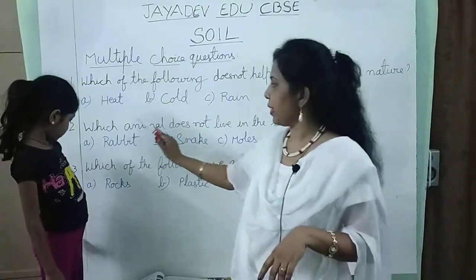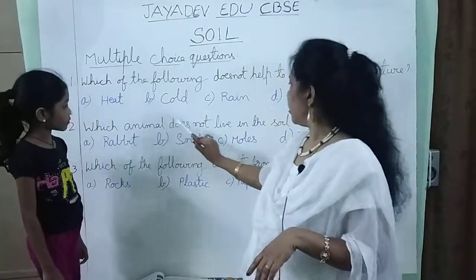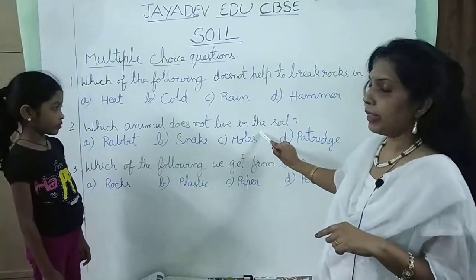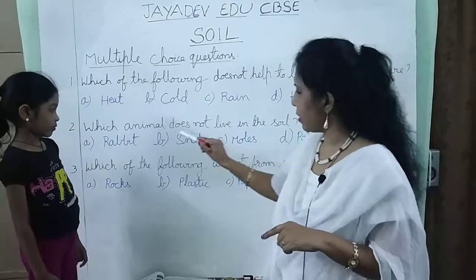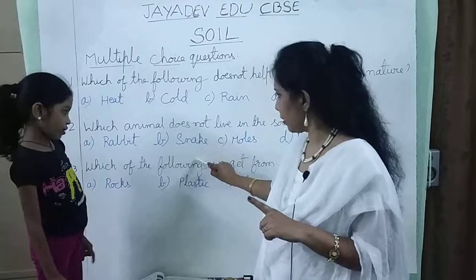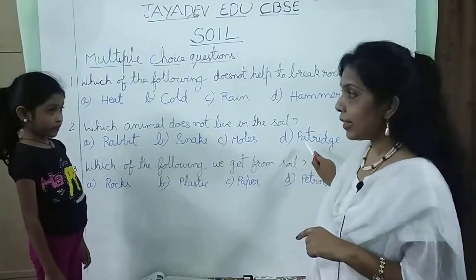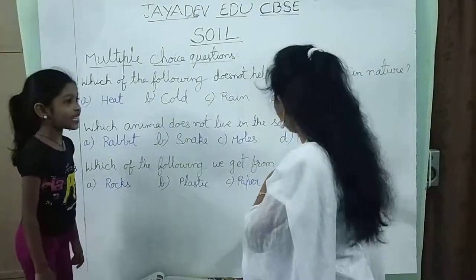And the next one is, which animal does not live in the soil? Is it rabbit? No. Snake? No. Moles? No. It is partridge.